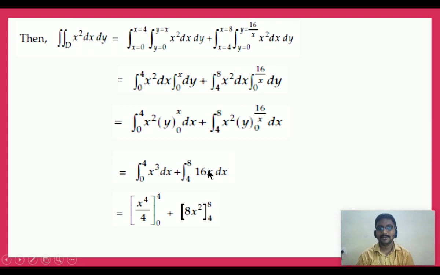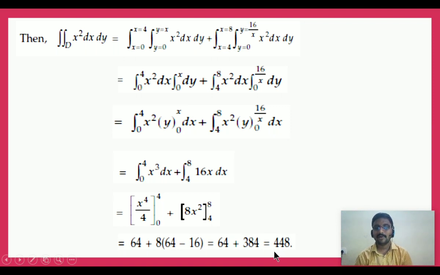That is, the 2 ones and 2 eights get cancelled. That is 8x square. Substituting upper limit as 4 and lower limit as 0, we will have 64. And substituting upper limit as 8 and lower limit as 4, we will have 8 into 64 minus 16. On simplifying, we will get 64 plus 384 is 448. So it is the required double integral value.